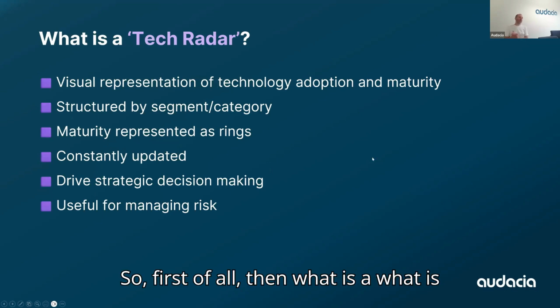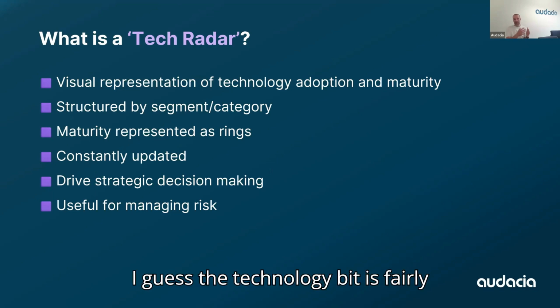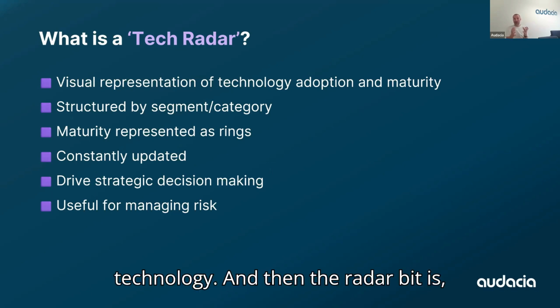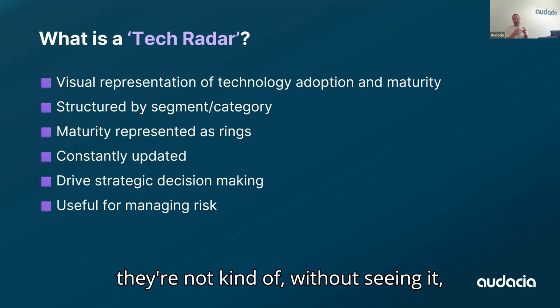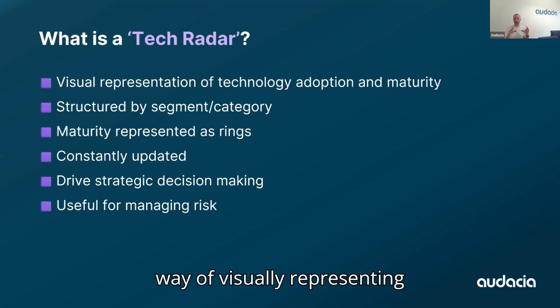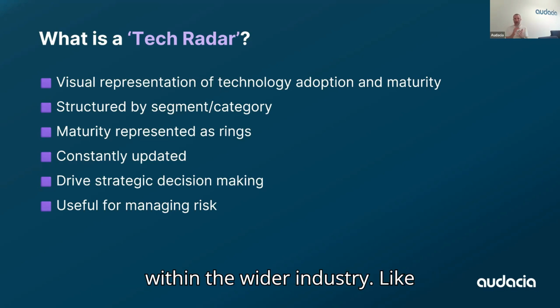So first of all, then, what is a tech radar? The tech bit, the technology bit, is fairly clear. It's something to do with technology, how we describe technology. The radar bit is again fairly self-explanatory, but without seeing it, may not make a huge amount of sense. It's a way of visually representing technology's maturity or adoption within either an organisation or within the wider industry.